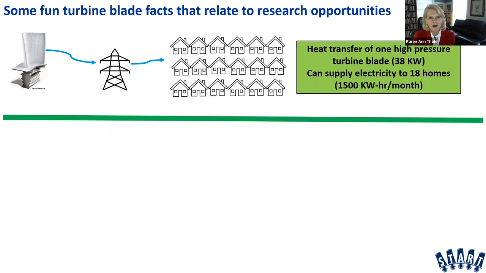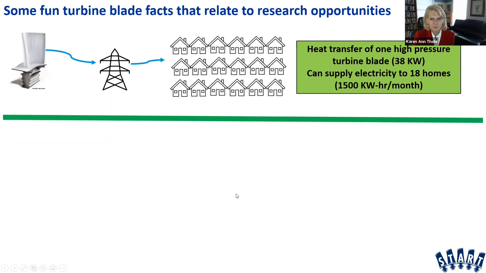So one interesting thing is that one turbine blade is a tremendous heat exchanger, all right? But if you took the heat that is transferred for one blade and converted that to electricity, it could actually supply 18 homes with electricity. That's an awful lot of heat transfer. So that's what motivates our work.